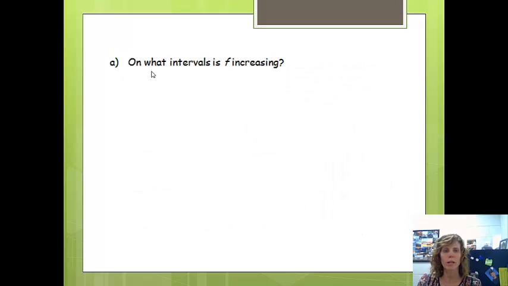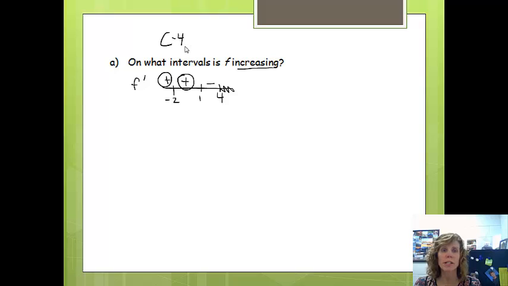So here we go. Part A: on what intervals is f increasing? Increasing has to do with the first derivative test, so I'm just going to repeat my f prime chart here. -2, 1, and 4, and we had plus, plus, minus. It didn't go past 4. If we want to know where f is increasing, that's where f prime is positive, which would be in these two intervals. Please remember that this graph didn't start at -infinity, it just started at -4 and went to 4, so we need to keep that in mind when we're saying where it's increasing.